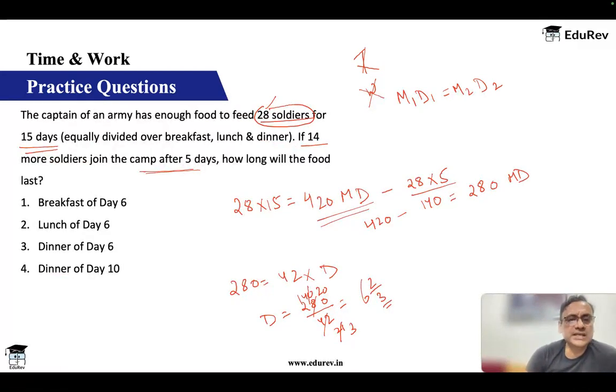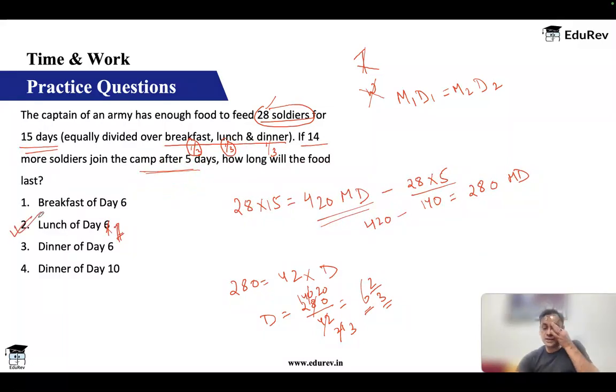Now if you see, food is equally divided over breakfast, lunch and dinner. That means 1/3 gets eaten here, 1/3 gets eaten here, and 1/3 gets eaten here. So I have 6 full days plus 2/3. 2/3 means 1/3 for breakfast and 1/3 for lunch. Both these together will be 2/3. That means after day 6, on day 7, I can have my breakfast, I can have my lunch, but I won't have any food for dinner. So food will last till lunch of, it should not be day 6, it should be day 7. Okay, lunch of day 7.